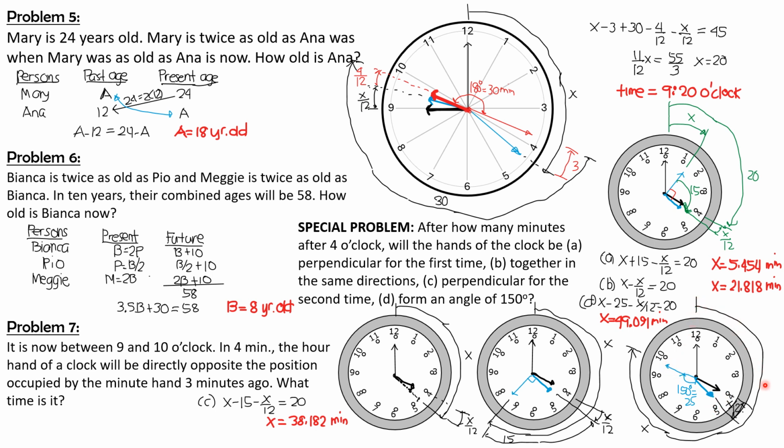Initial position of the minute hand to its final position, x, then 150 degrees corresponds to 25 minutes. 150 degrees divided by 30 degrees is 5. 5 times 5 minutes is 25 minutes. So x, then go back here, minus 25, then minus x over 12, it terminates at 4 again, equals 20. Solving for x, x is 49.090909. So repeating non-terminating decimals. So that's the idea.